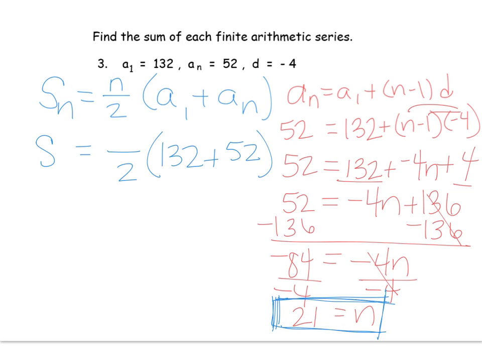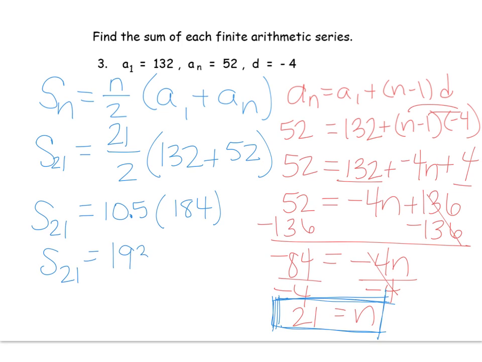Okay, so N is 21. I'm going to put that back in here. So I'm adding up a list of 21 numbers. So 21 divided by 2 is 10.5. 132 plus 52 is 184. And multiply that by 10.5, and we get the sum of those 21 numbers has to be 1,932.